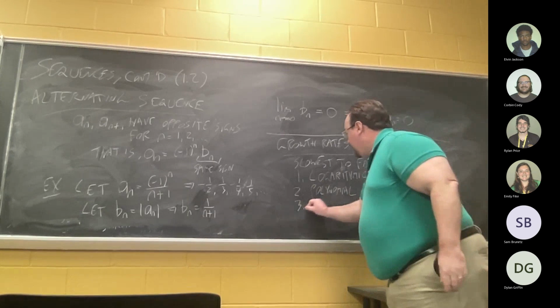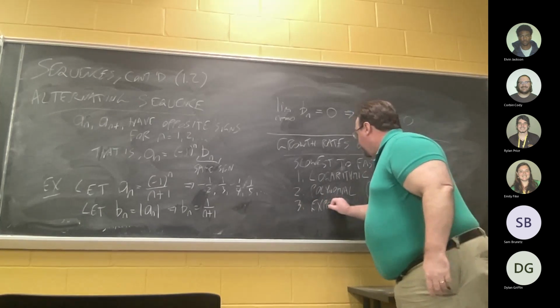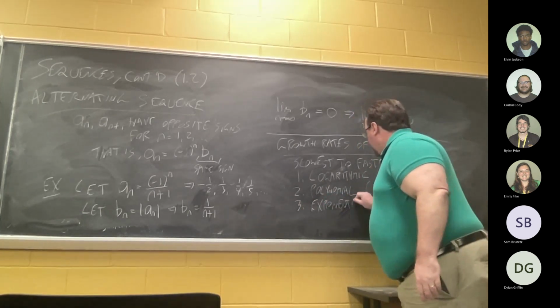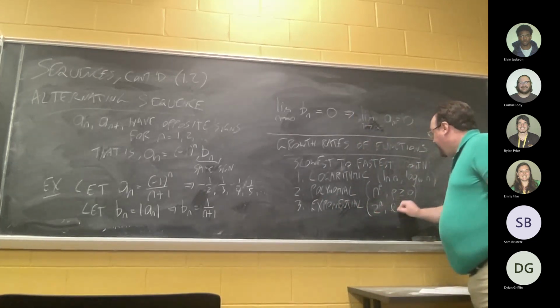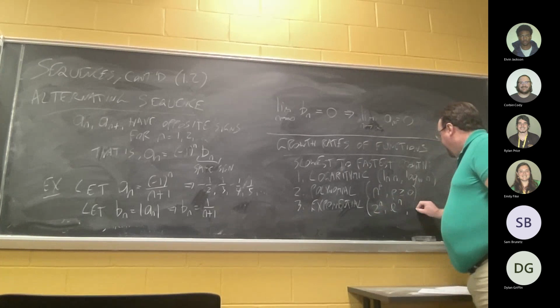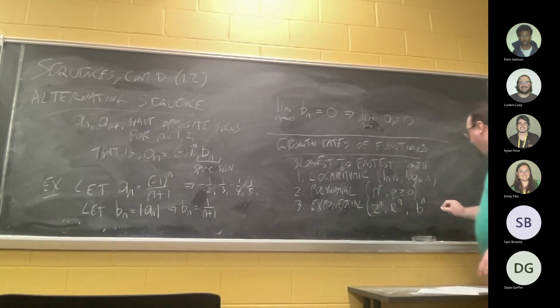Next, exponential functions. So 2 to the n, e to the n, b to the n, where b is greater than 1. If b is less than 1, then that's not exponential growth, it's exponential decay.